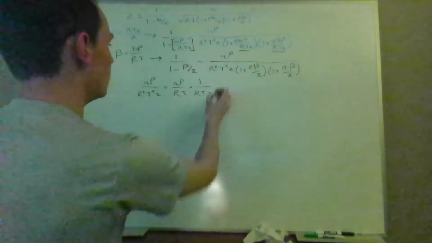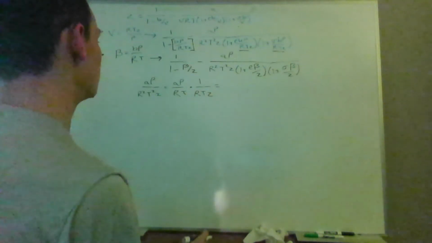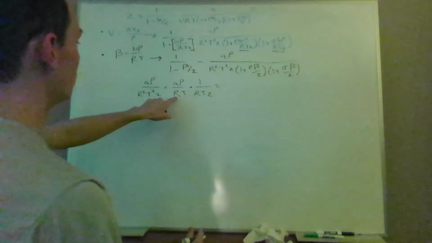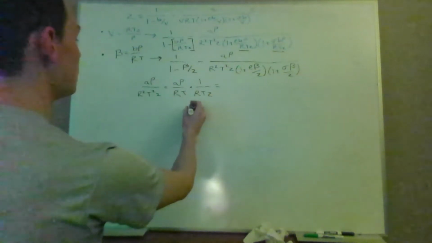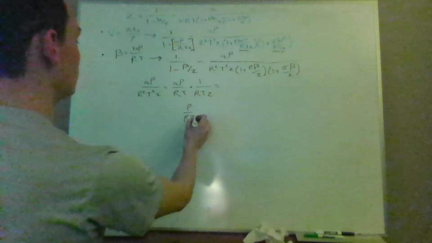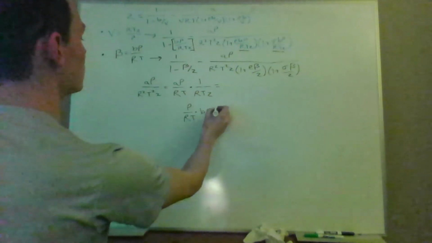Okay, so one thing that we could do is that, notice that P over RT times B, this would equal beta, right?